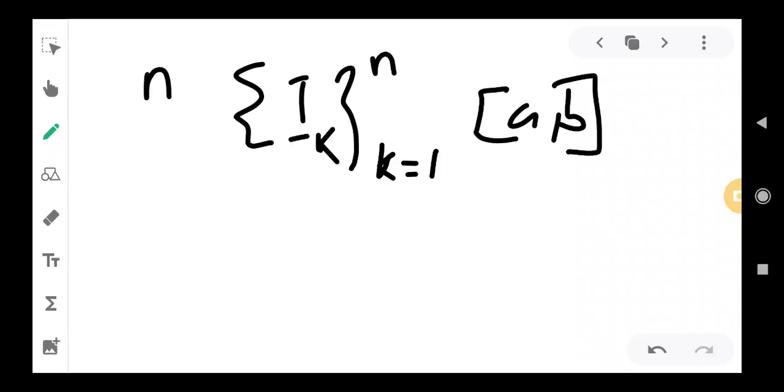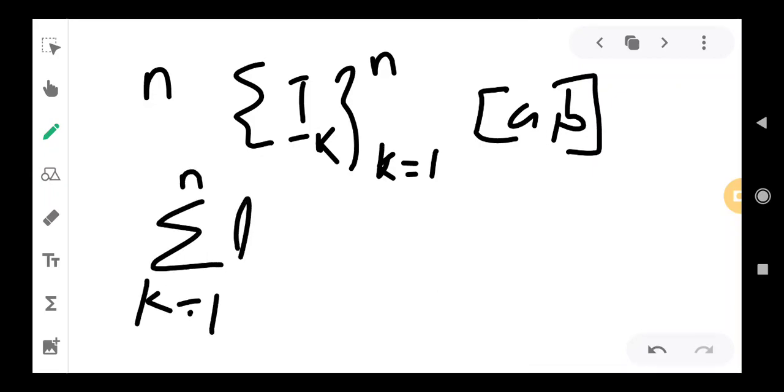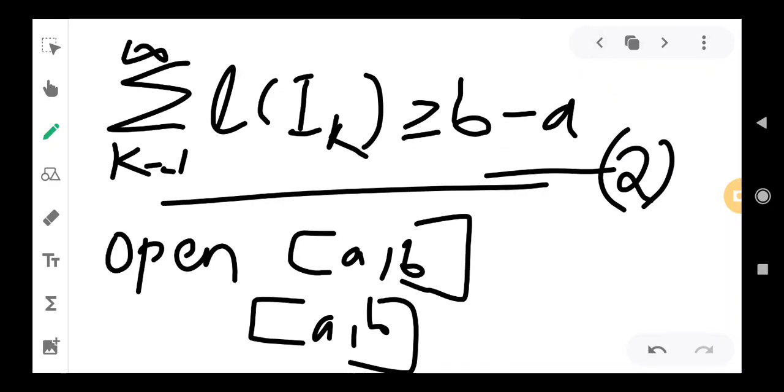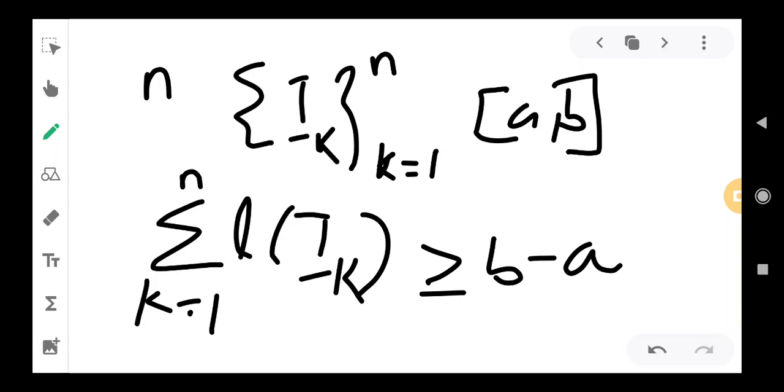Now we will show that the summation, k equal to 1 to n, of the length of I_k is greater than or equal to b minus a. Instead of showing it for k equal to 1 to infinity, it is now enough to show that for k equal to 1 to n, using the Heine-Borel theorem. So this is equation number 3. So now we only need to show this inequality.